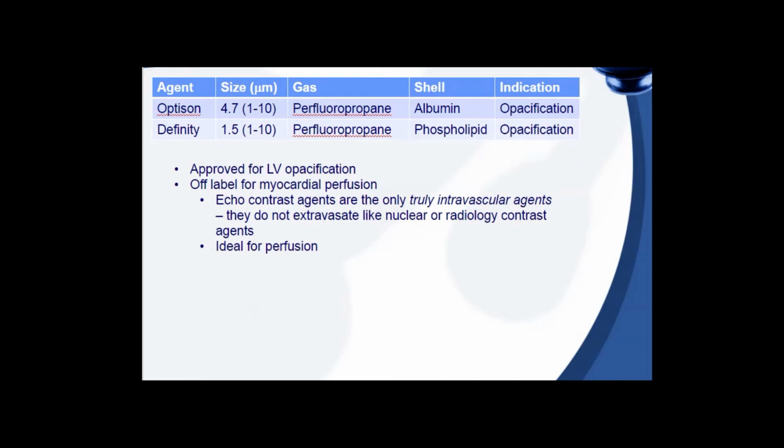We use Definity more just because of its ease of use, and honestly, it opacifies the LV just a little bit better.